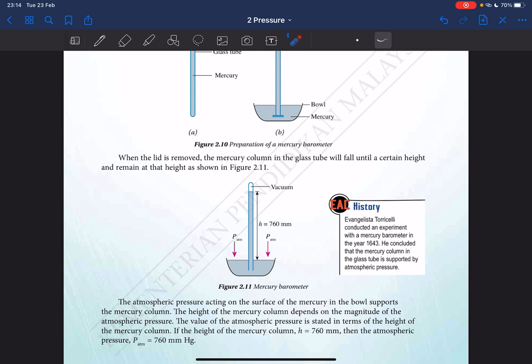So the length of this column, we take this as the atmospheric pressure in millimeter mercury. Since this is mercury, we measure the length of this column, and this is called the atmospheric pressure in mmHg.